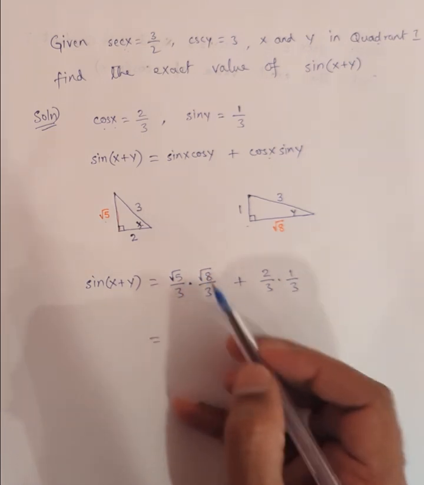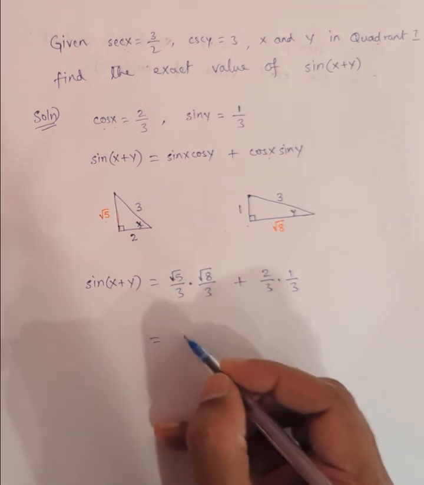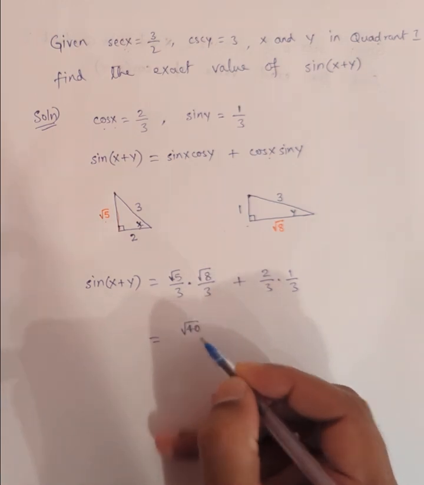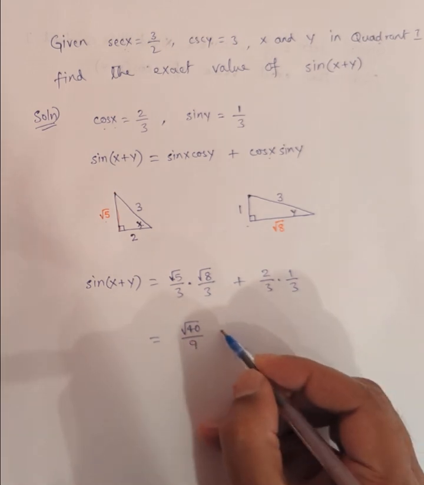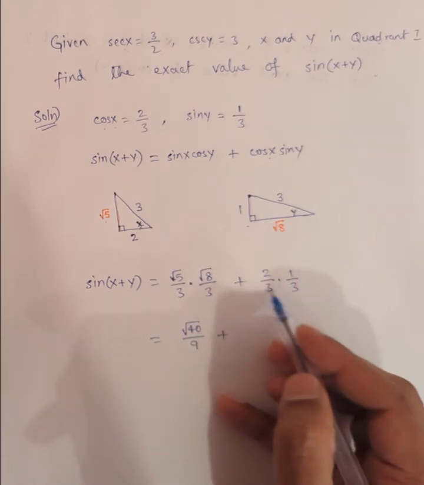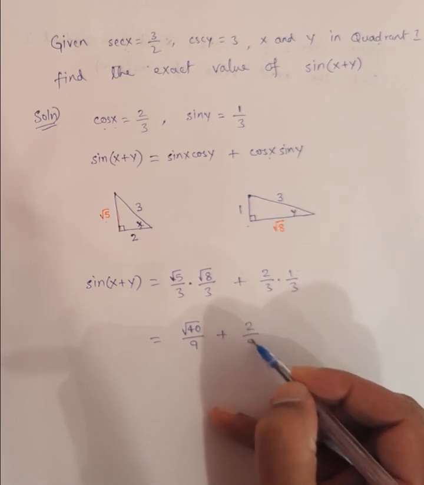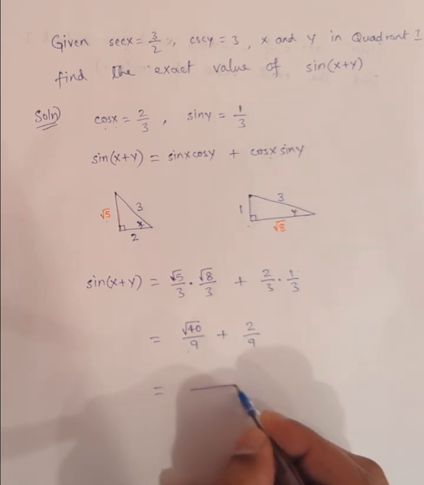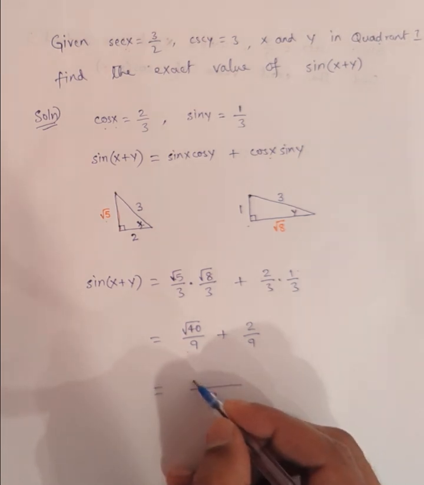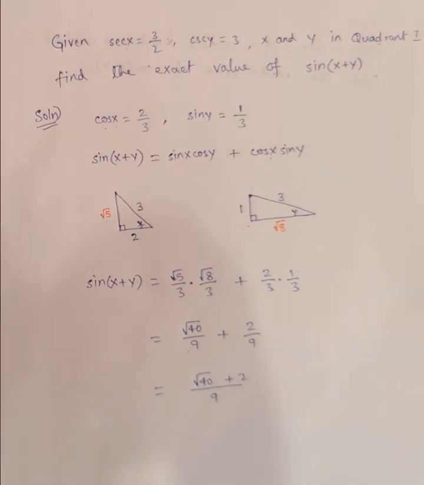So multiply these two fractions. You just multiply them across. Square root 5 times square root 8 is square root 40. And 3 times 3 is 9. Plus, to multiply these two fractions, you multiply 2 times 1, which is 2 over 9. And if you have the same denominator, you can put it under a common denominator and write down square root 40 plus 2. So that's our answer.